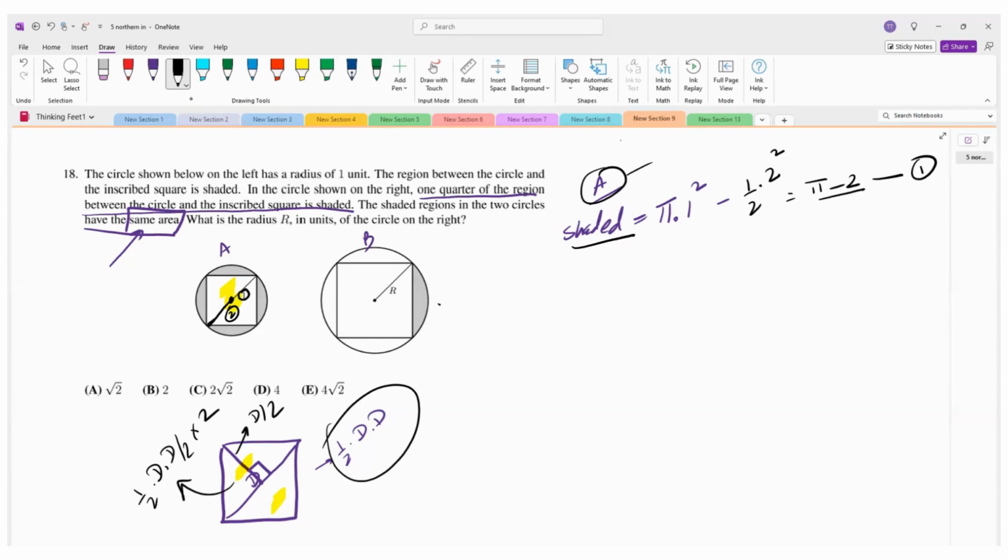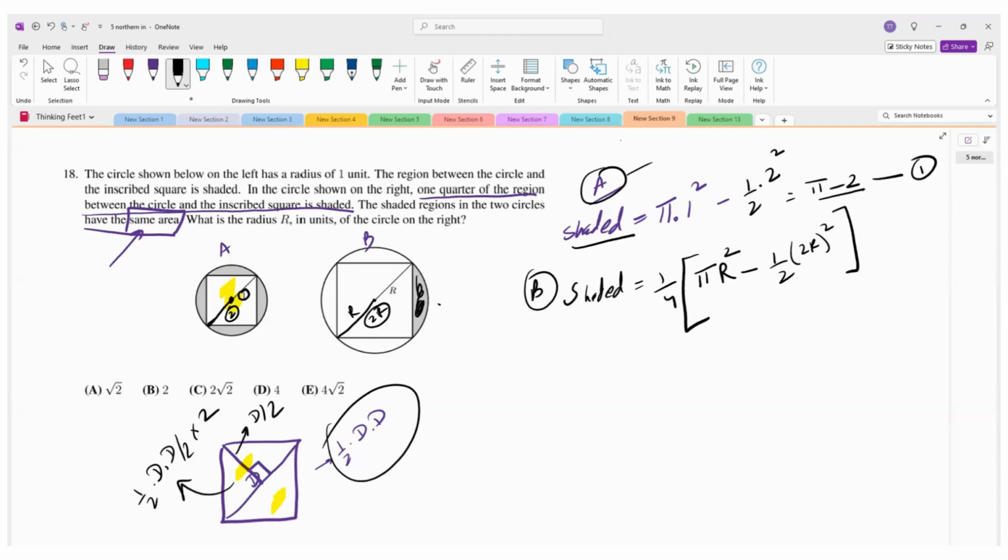Let's do the same with the shaded area of B. Keep in mind that this is only 1/4, right? So for the shaded area of B, let me first put a 1/4 outside of it so that I don't forget. It's going to be the same thing. The area of the circle is pi r squared minus, the diagonal is 2r, right? The diagonal length is 2r. So same thing, minus half times 2r squared. And I'm writing more than I would normally when I'm taking a test, so obviously you'll be much faster when you're taking the actual test.